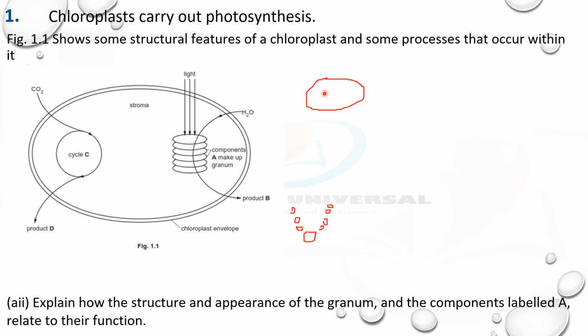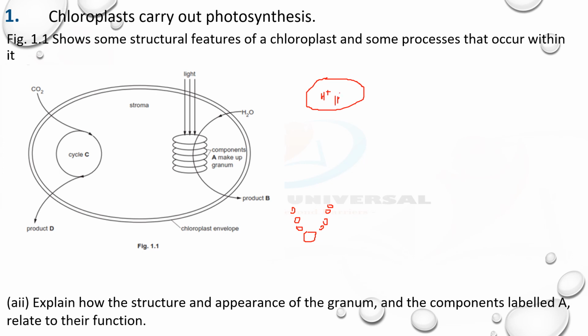Another feature is the thylakoid lumen, or space. It helps in the accumulation of protons, so protons accumulate here. I'm going to spend time explaining this in another topic, in another question.